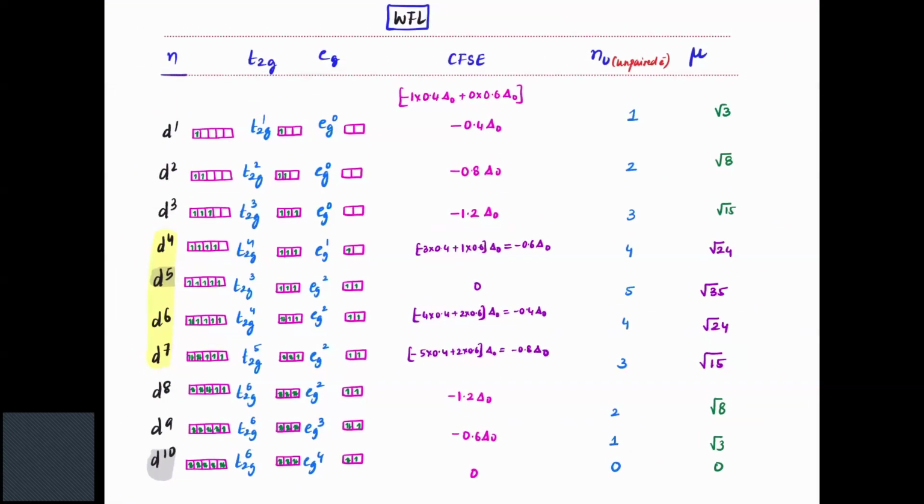So when it comes to weak field ligand, these are the values of CFSE and unpaired electrons. Now, what you need to notice here is that CFSE becomes 0 at 2 points. So when you get d5 configuration and the other one when you have d10. Of course, d10 is a common one for strong field or weak field.